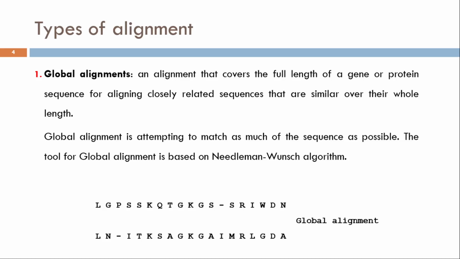of both the sequences. Here you can see that the global alignment is an alignment that covers the full length of a gene or protein sequence, for aligning closely related sequences that are similar over their whole length. So global alignment attempts to match as much of the sequence as possible. The algorithm for global alignment is the Needleman-Wunsch algorithm. So if you want to go for the global alignment, you can use the Needleman-Wunsch algorithm.